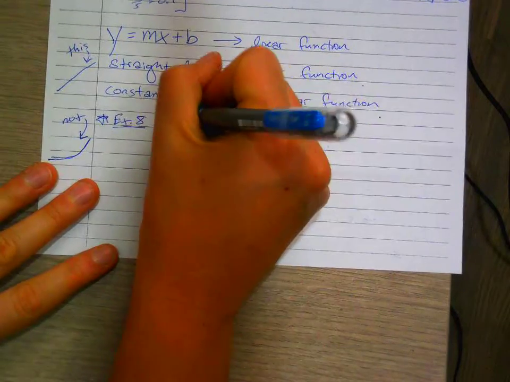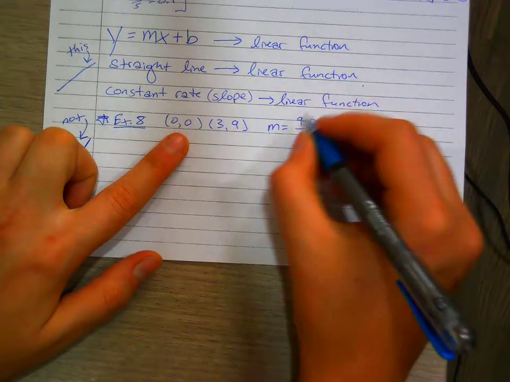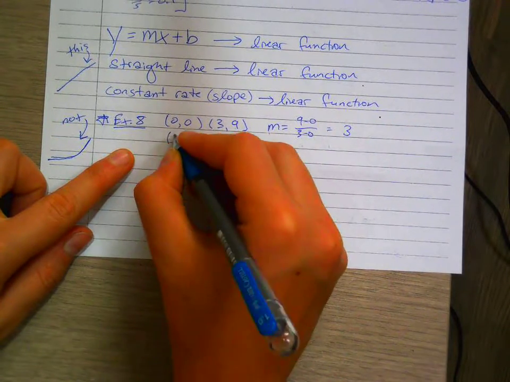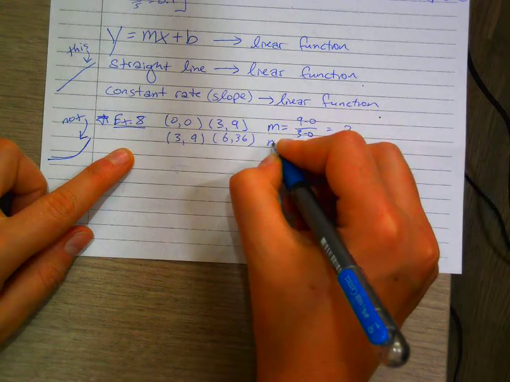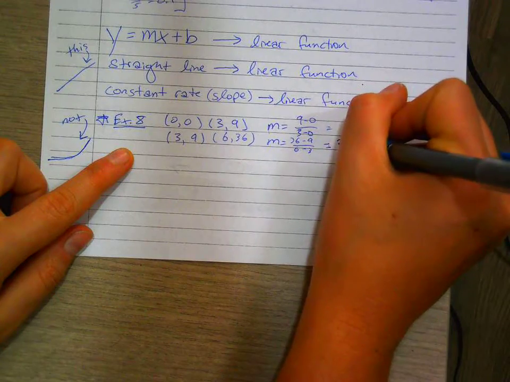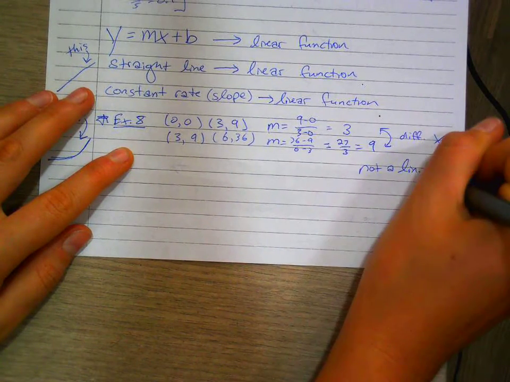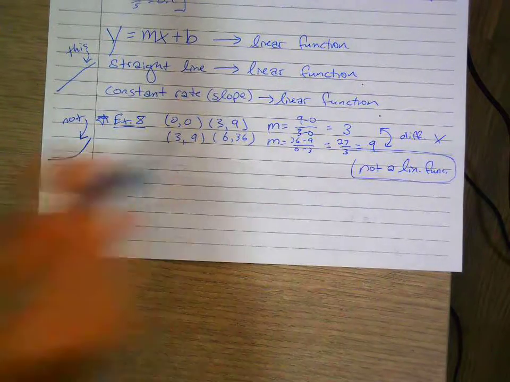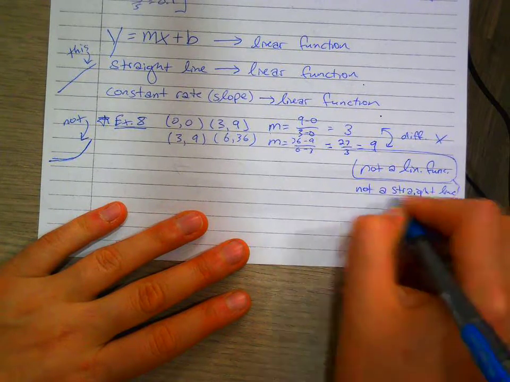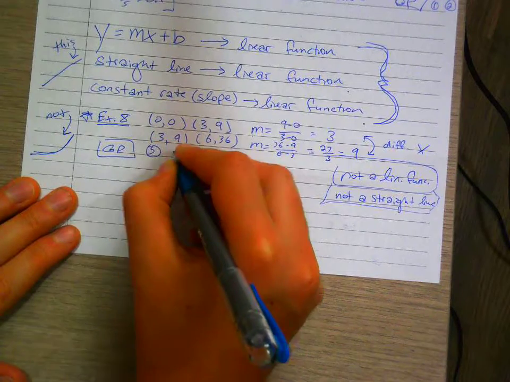Between the first two points, (0, 0) and (3, 9), m equals 9 over 3, which equals 3. Then let's check between the next two points, (3, 9) and (6, 36). m equals 36 minus 9 over 6 minus 3, which equals 27 over 3, which equals 9. So they are different, so it's not a linear function. From the graph, we can also tell because the graph is not a straight line. Now try guided practice 3 and 4.